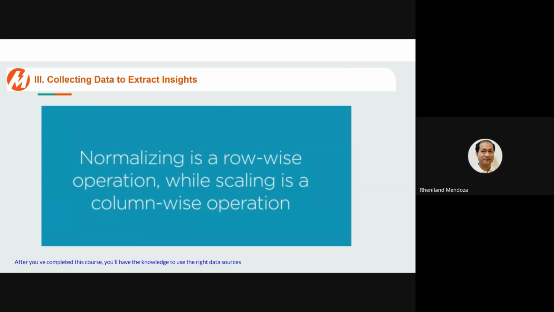Now, one thing to note about normalization. Normalizing is a row-wise operation. It applies to a vector, one vector at a time. Whereas scaling and standardization that we saw earlier is a column-wise operation.